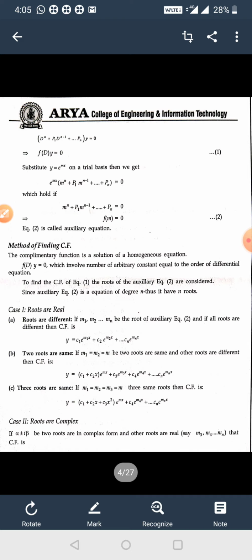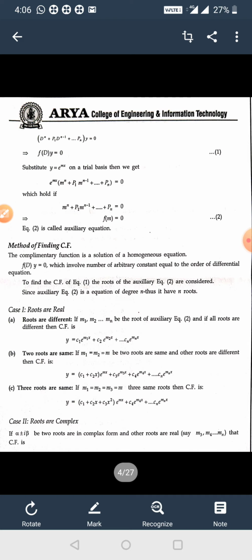Similarly, if two roots are the same, meaning m1 and m2 equal m, then the solution is y equals (c1 plus c2x) into e to the power mx, and the other roots are different, giving c3 e to the power m3x and so on. If three roots are the same, meaning m1, m2, m3 equal m, and the other roots are different, then y equals (c1 plus c2x plus c3x square) into e to the power mx plus c4 e to the power m4x and so on.